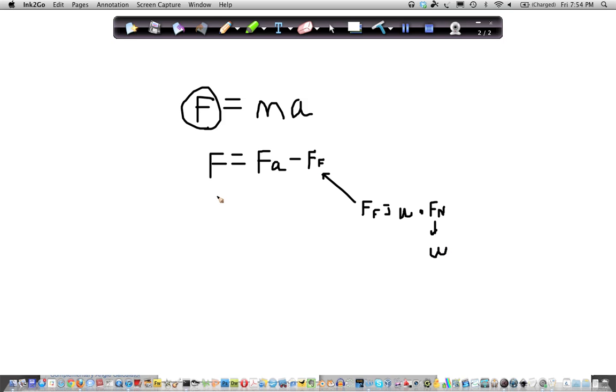So when we look at this right here, we're talking about an unbalanced force, and we often refer to it as a net force. Force net. Quite often that's what we'll refer to it as. So that's if something's kind of in the air or wherever.